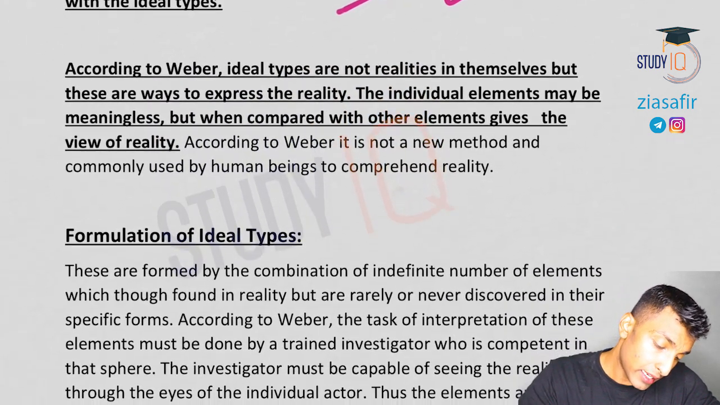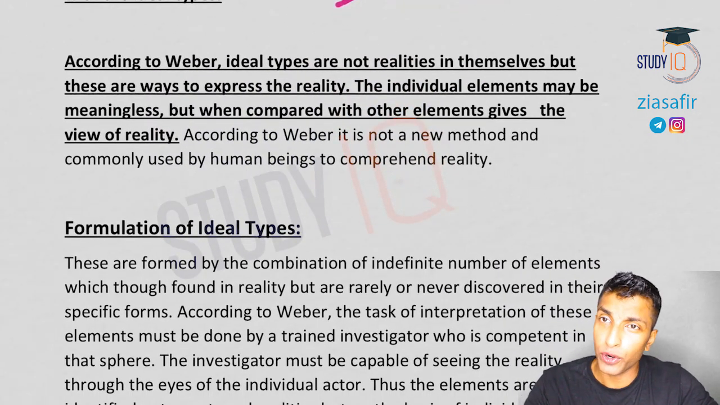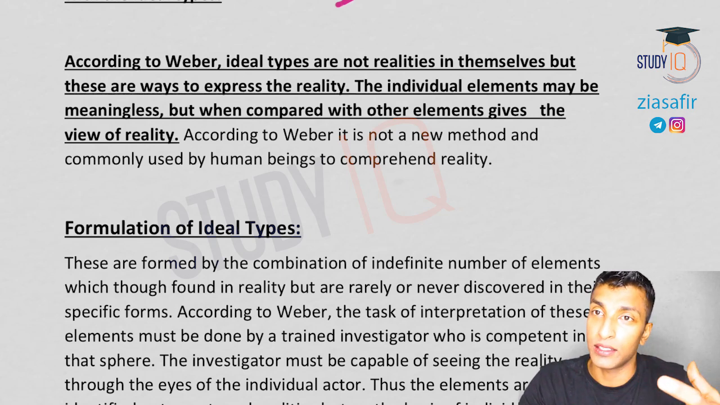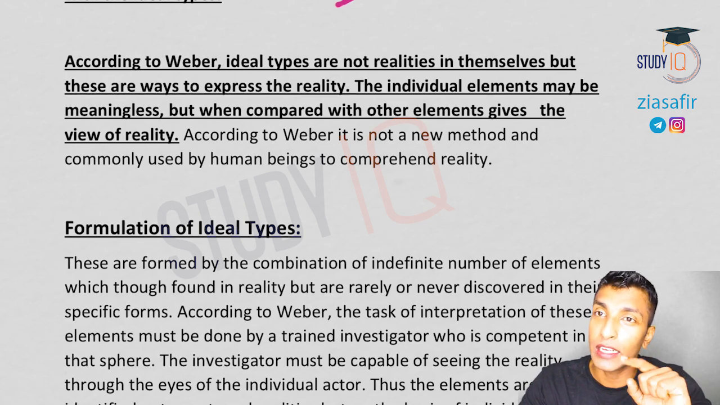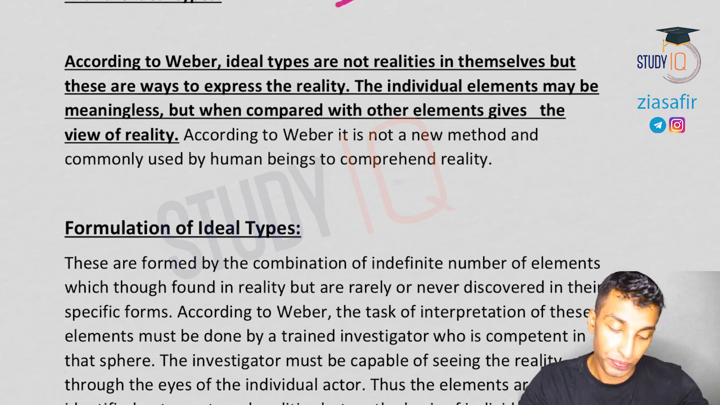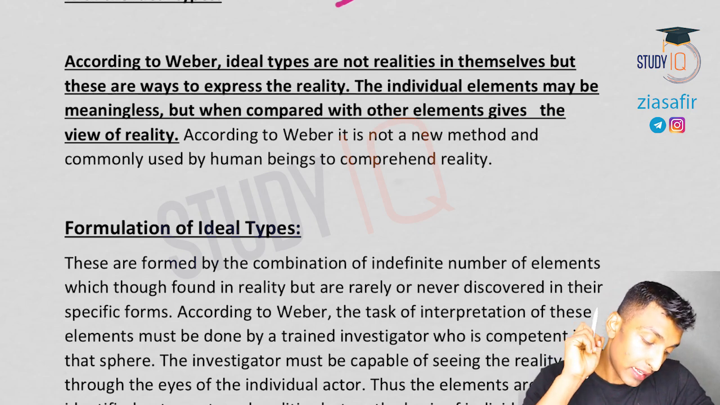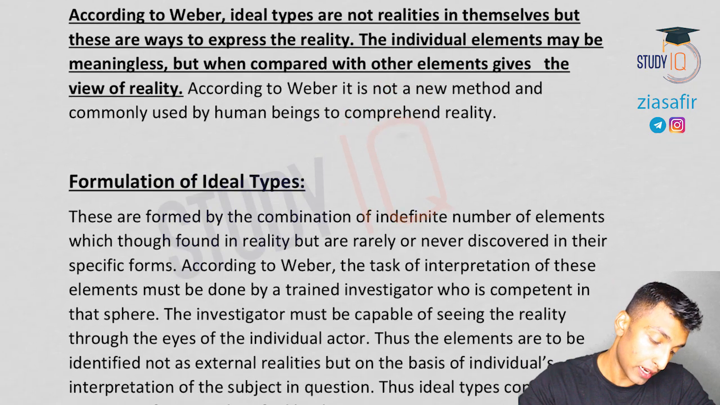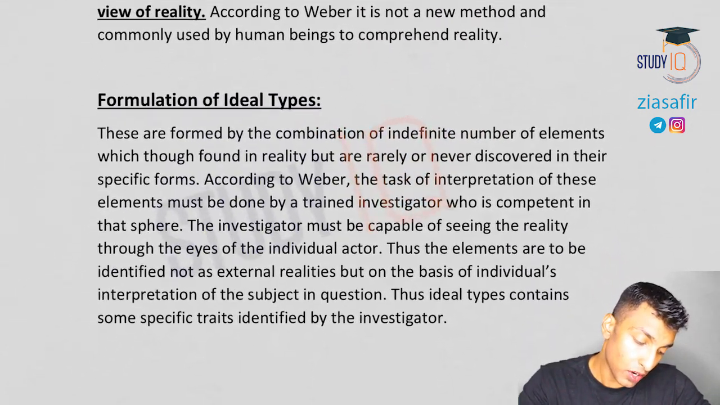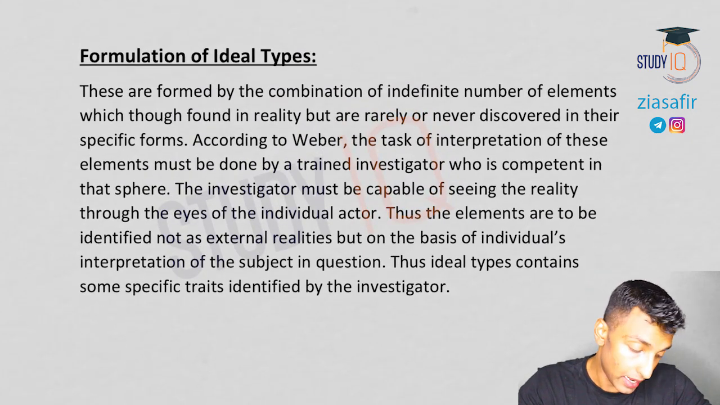So according to Weber, ideal types are not realities in themselves. I've told you, if I'm talking about taking care of the aged, there are many institutions which can take care of the aged. For taking care of children, there are many institutions, child care centers, old age homes. Sexual gratification is not necessarily family, right? So ideal types are not realities in themselves, but when combined, you can express the reality, that is a family in our example. They are ways to express reality. The individual element may be meaningless, but when compared with other elements, it gives the view of reality. According to Weber, it is not a new method and is commonly used by human beings to comprehend reality.